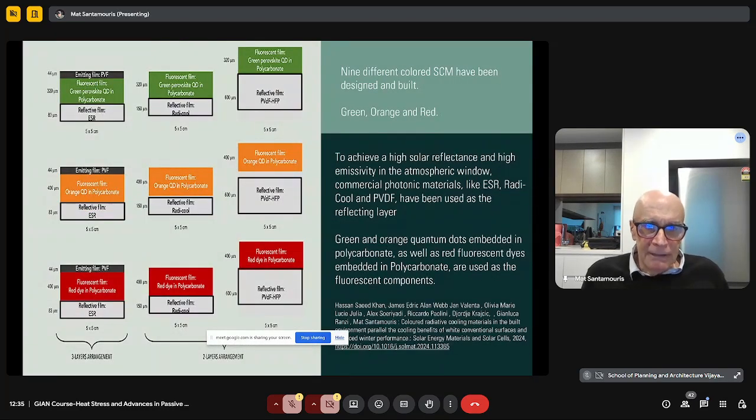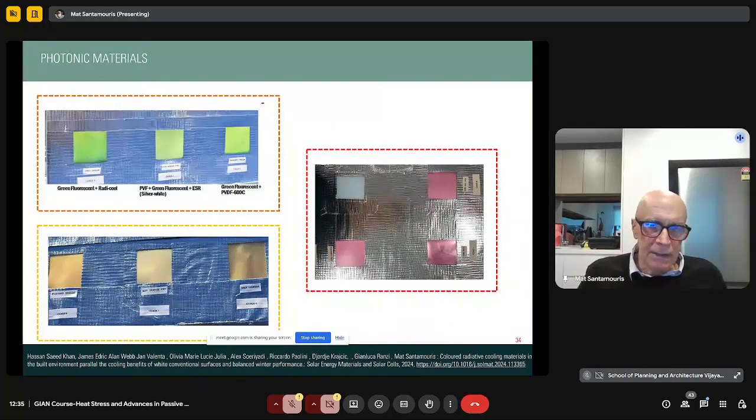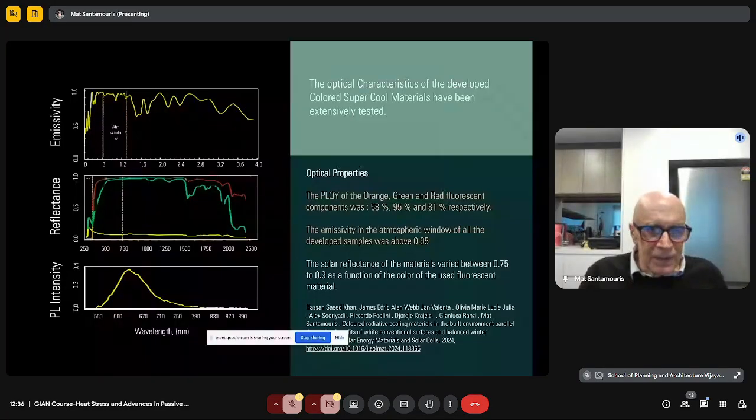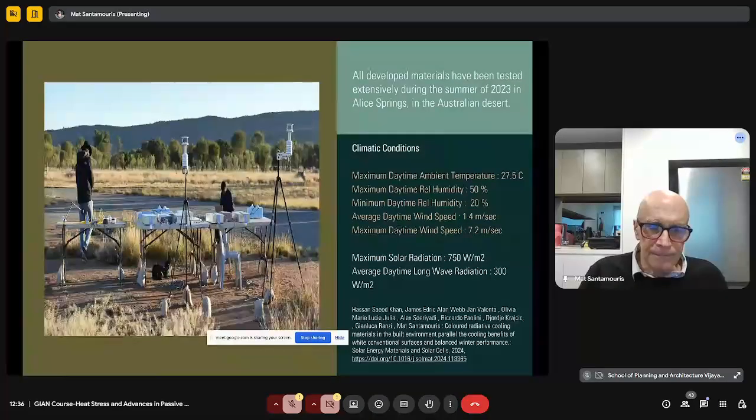We have developed different color materials of fluorescent and photonic combination. I don't want to show you all the details. I'd like to show you just the type of the materials. These are plastic materials, but can be paints, can be whatever you want. And these are the properties. You see that the emissivity in the atmospheric window is very, very high. The reflectance is close to 97%, and they also present a very high fluorescent capacity, which means that they immediately re-emit the radiation which is absorbed.